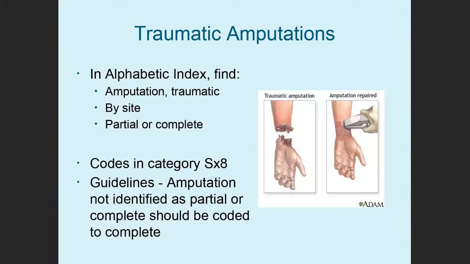Traumatic amputations. These are found in the alphabetic index under amputation. There's a long list of indents under this, but be sure to go for traumatic amputation, not surgical amputation. The guidelines state that if the amputation is not identified as partial or complete, you should code it as complete.